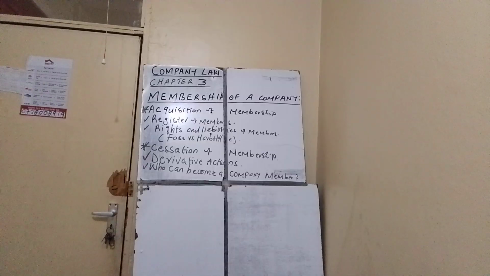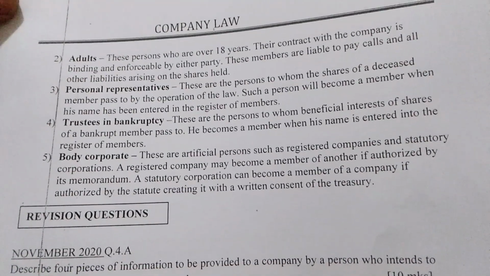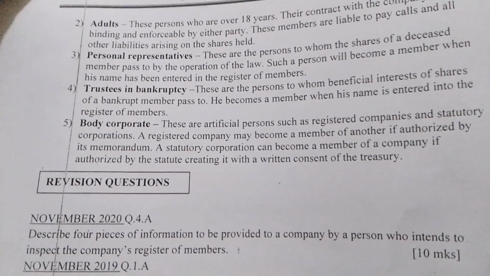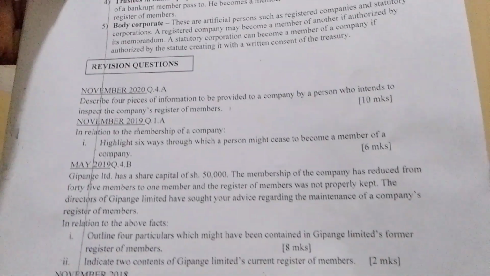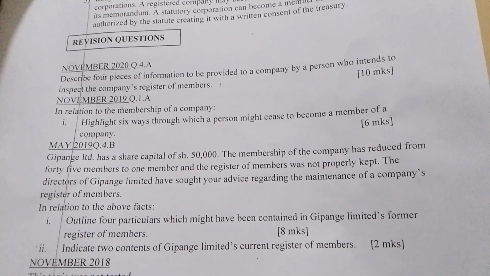The other, who can become a member: adults, personal representatives, trustees in bankruptcy, body corporates. There are questions there. You want to check them. Maybe you can check them.